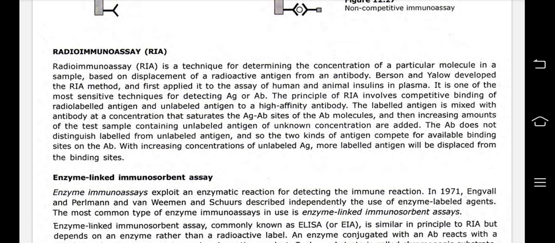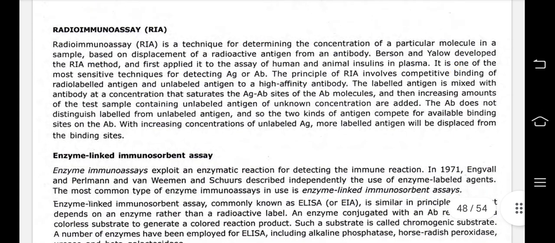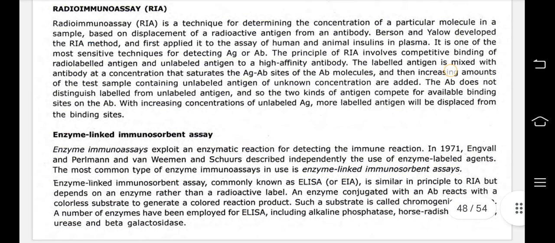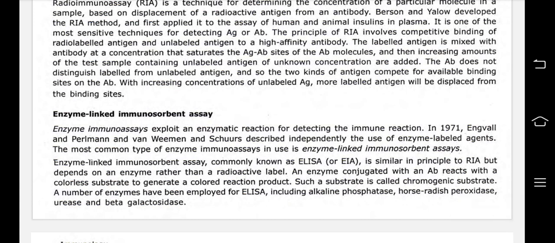The principle of RIA involves competitive binding of radiolabeled antigen and unlabeled antigen to a high affinity antibody. The labeled antigen is mixed with antibody at a concentration that saturates the AG-AB sites of the AB molecule, and then increasing amounts of the test sample containing unlabeled antigen of unknown concentration are added. The AB does not distinguish labeled from unlabeled antigen, and so the two kinds of antigen compete for available binding sites on the AB. And with increasing concentrations of unlabeled AG, more labeled antigen will be displaced from the binding sites.